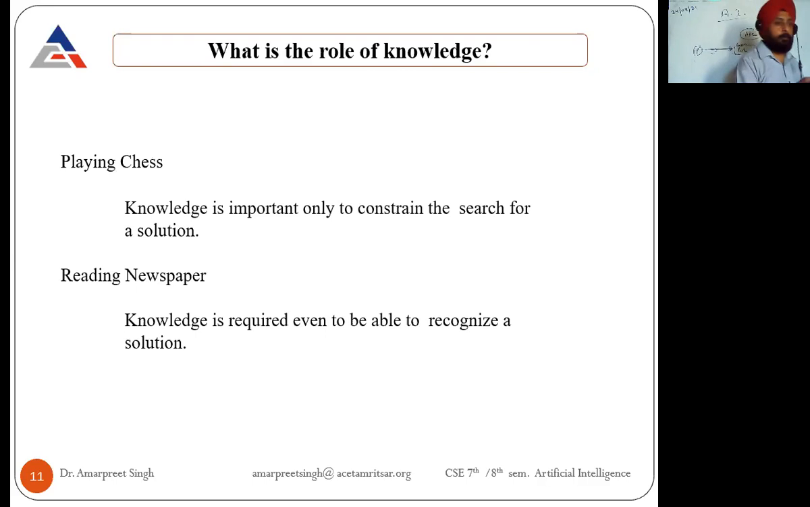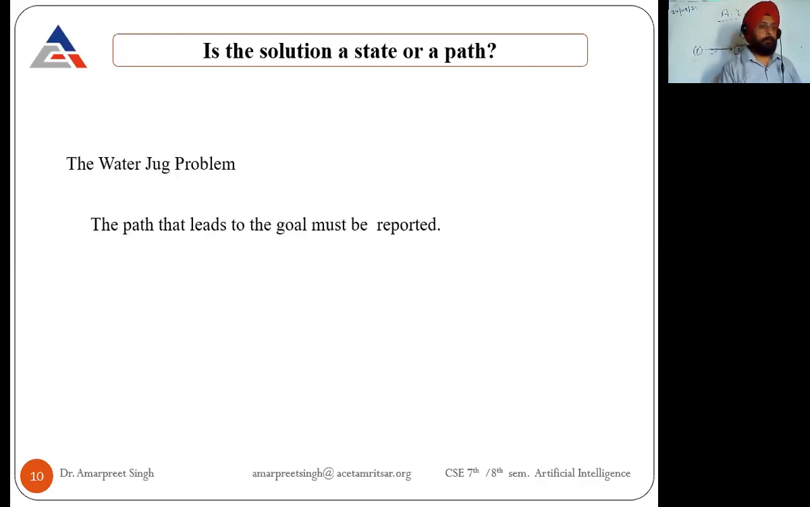So the water jug problem, backside. The water jug problem is a type of problem where we get the path that leads to the goal, and that will be reported. So we will do the water jug problem today itself. Next.